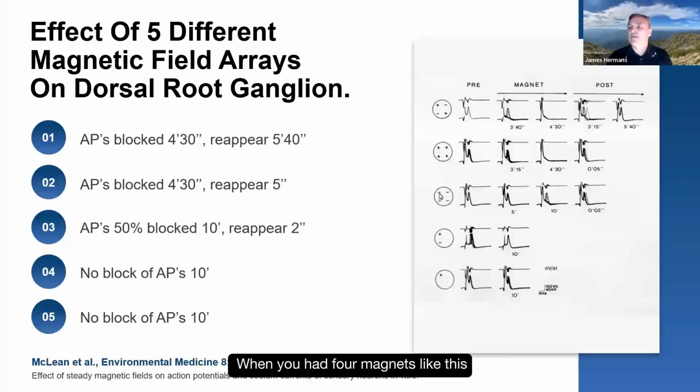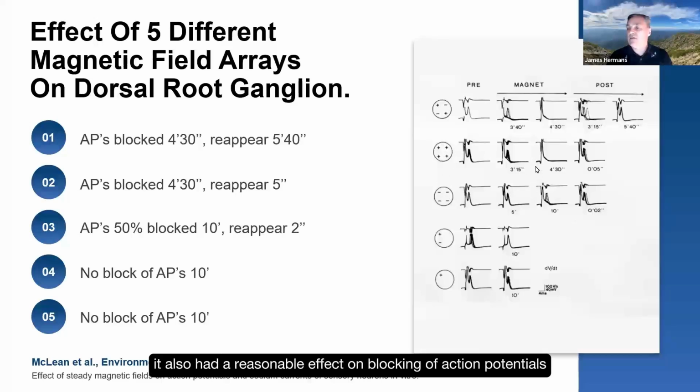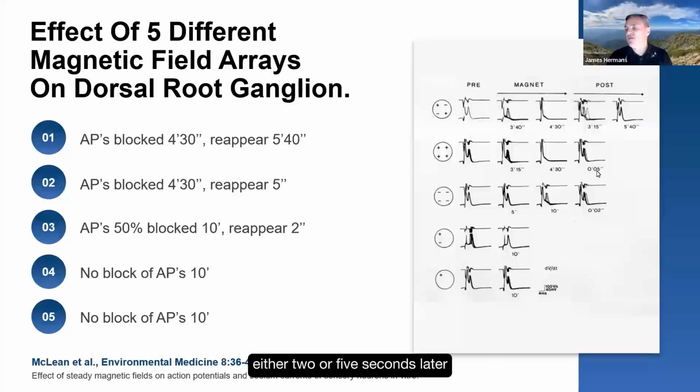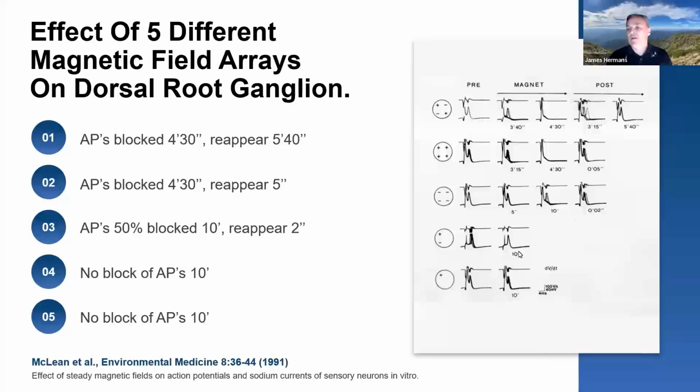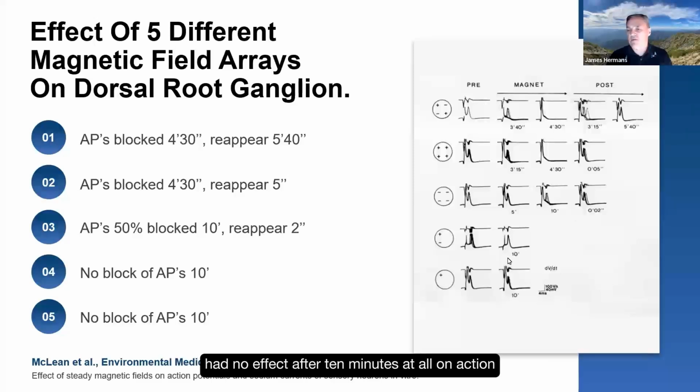When you had 4 magnets like this with all the same poles facing the same side, it also had a reasonable effect on blocking of action potentials. But immediately when the field was removed, either 2 or 5 seconds later, it started to fire its action potentials again. Whereas this north and south pole together, or just 1 pole, had no effect after 10 minutes at all on action potential firing. So once again, showing different types of static magnetic fields having different physiological effects.